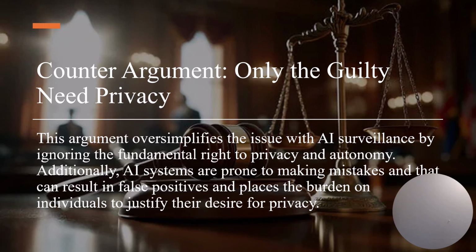So the first counterargument is that only the guilty need privacy, or the common saying, if you're innocent, you've got nothing to hide. Now, the problem with this is that it oversimplifies the issue with these AI surveillance technologies a lot, and it ignores the fundamental right to privacy and autonomy you have as a U.S. citizen. Additionally, these systems are prone to making mistakes, and that can result in false positives and place the burden on individuals to justify their desires for privacy.